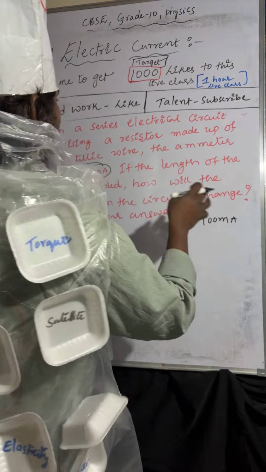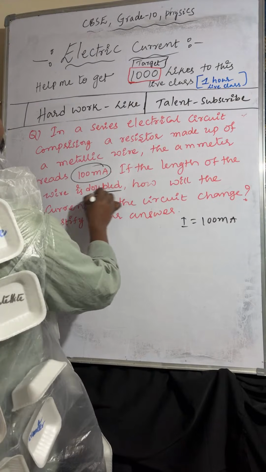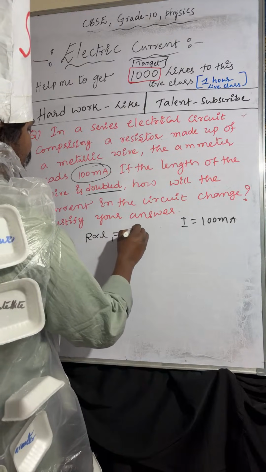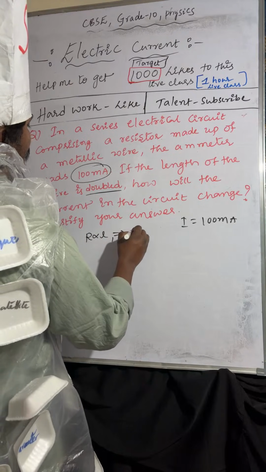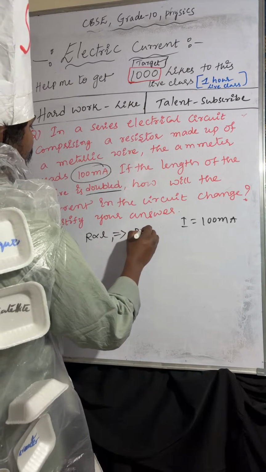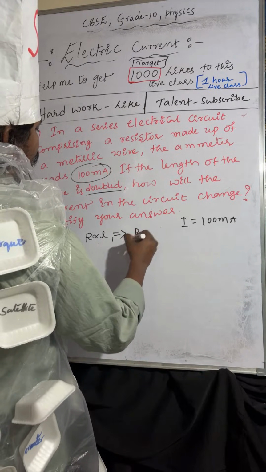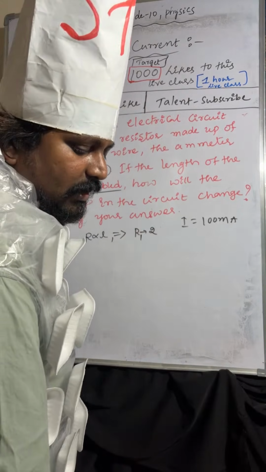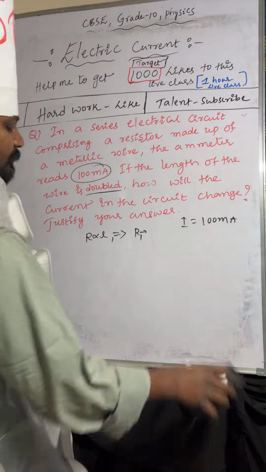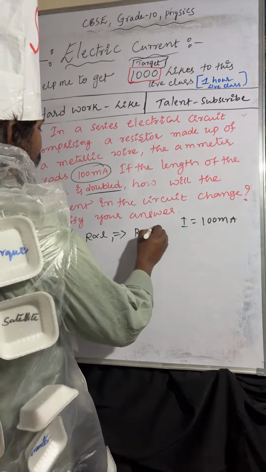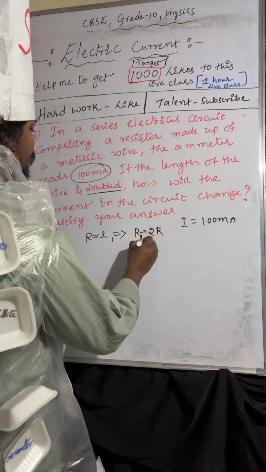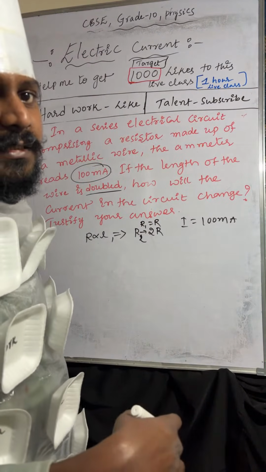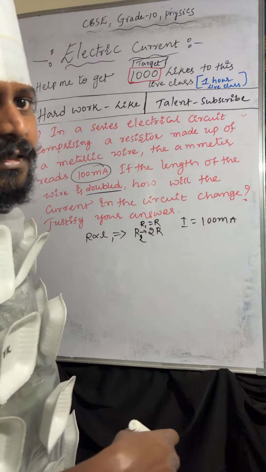If the length of the wire is doubled, we know R is directly proportional to L. So if length is doubled, resistance also will become double. Resistance will become R2 now: R1 is R, R2 is 2R. Initial resistance is R, final resistance is doubled.